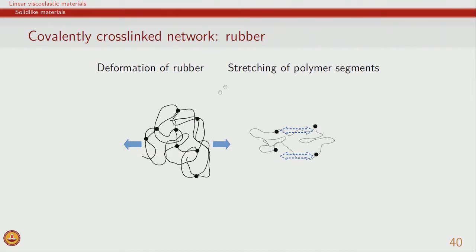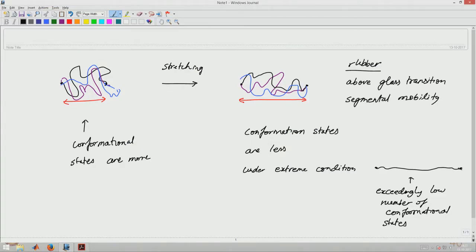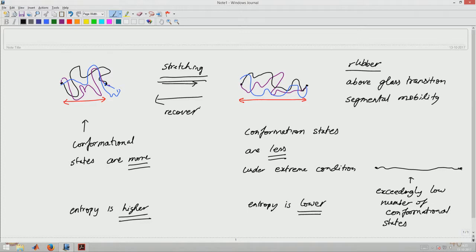And so, when we stretch a polymer segment, we can see that in general the polymer segments have a smaller number of conformational states. In fact, this is the origin of rubber elasticity. In one case the entropy is higher, and in this case the entropy is lower. Entropy is lower because the number of conformational states is less, and higher because conformational states are many. Because of this, whenever rubber is stretched, it has a tendency to go back and recover so that entropy can be maximized. So, therefore, rubber is an entropic spring, and the elastic contribution in rubber arises from this entropic contribution, which comes due to conformational changes in the material.